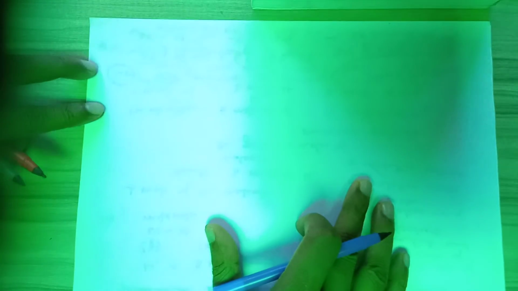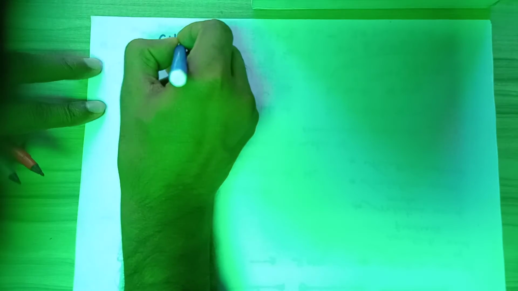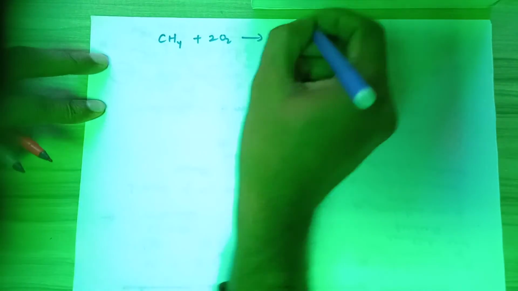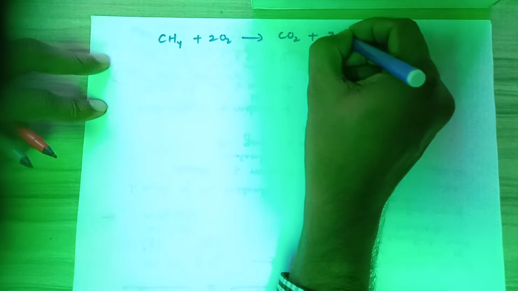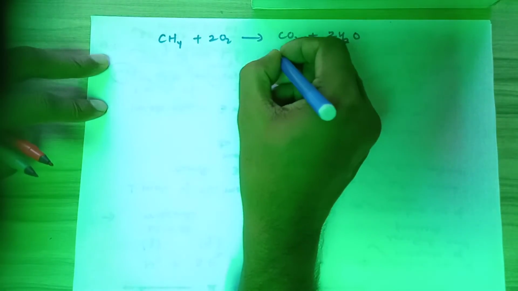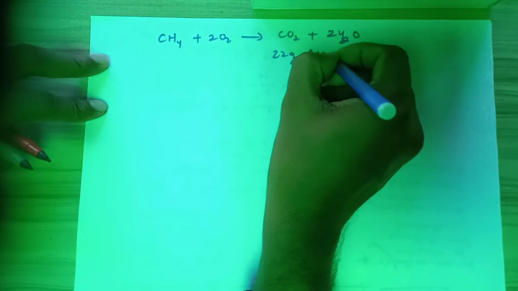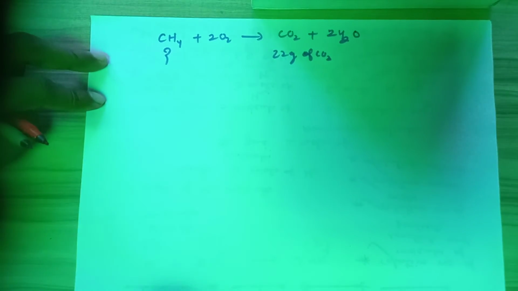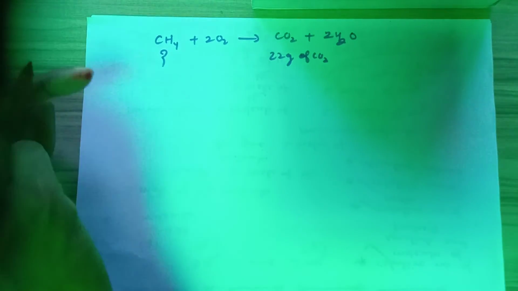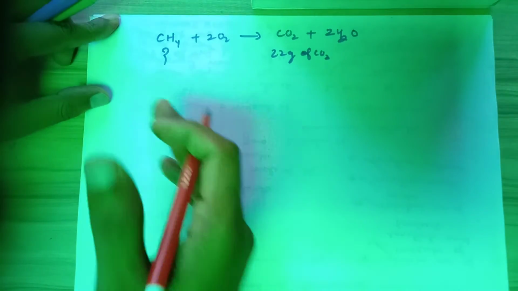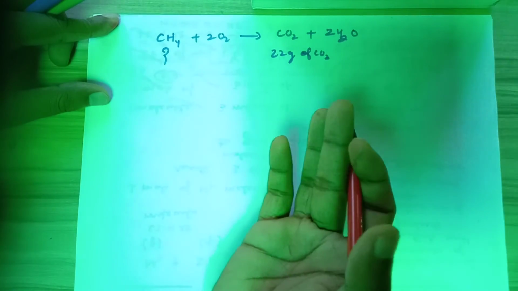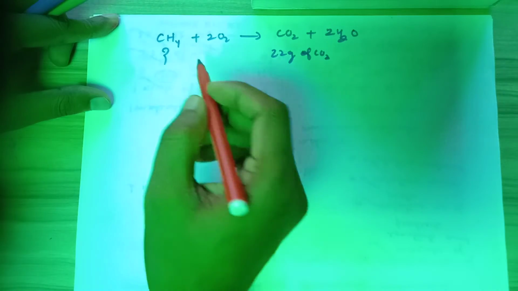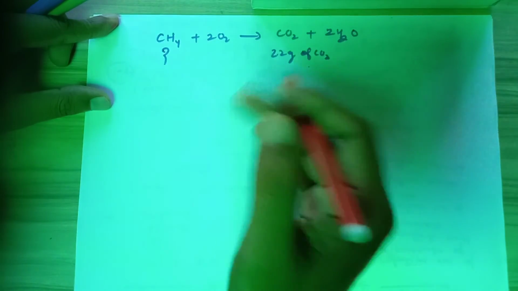Now take the same question and change the pattern of it. Suppose in the same equation we are given 22 gram of CO2 and we have to find the amount of methane. Now what we are going to do, just interpret the information that 1 mole of this will react with this. So simple idea, one is given and one is to be found out, so there is a direct relationship between this.